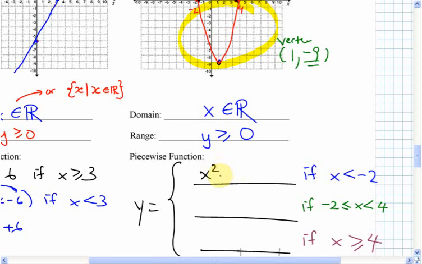X squared minus 2x minus 8. The part in green, oh yeah, there's change. So what do we do? Put a negative in front of it. Negative x squared plus 2x plus 8. How about the part in purple? Same, no change. So I'll leave it like that. There you go, you're done.